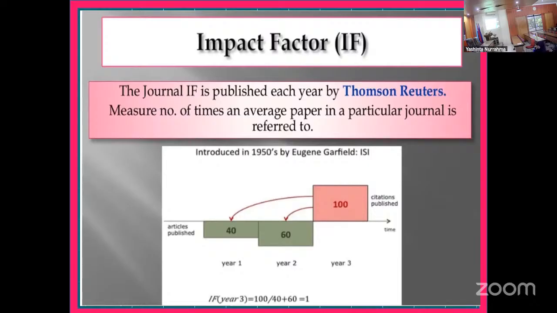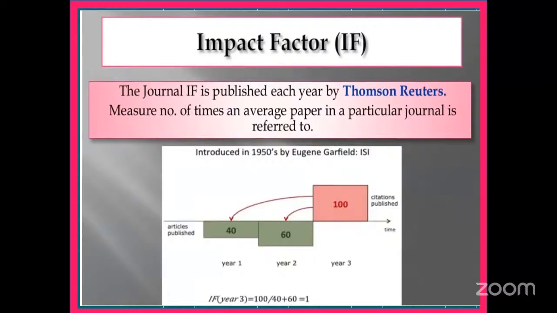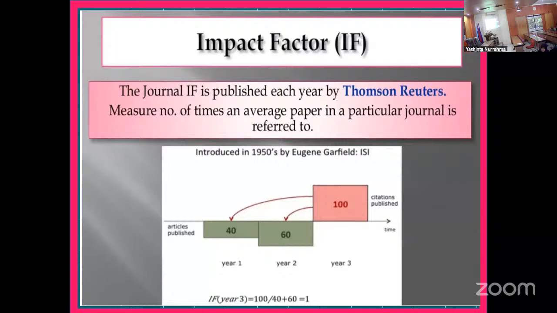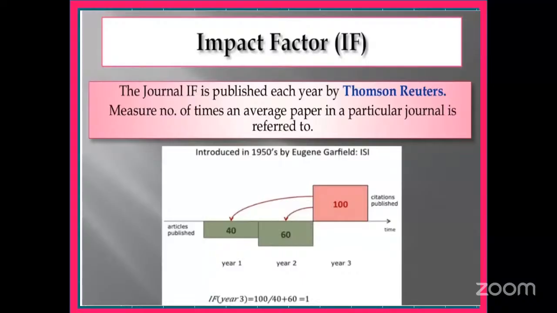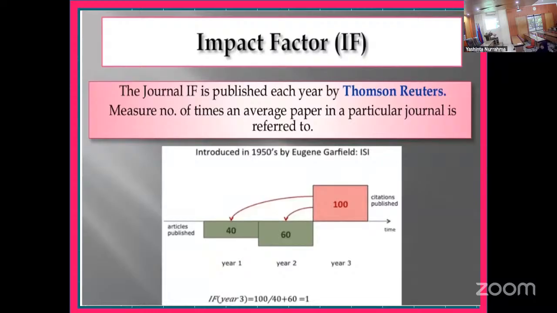How do we calculate it? We take any journal and look at two years of publication. How many papers were published in two years? For example, to calculate the impact factor of 2025, you should know how many papers were published in 2024 and 2023, and how many were cited during those two years. Say the first year published 40 papers and the second year published 60 papers. The total publication is 100. So the impact factor is total citations to total publications.